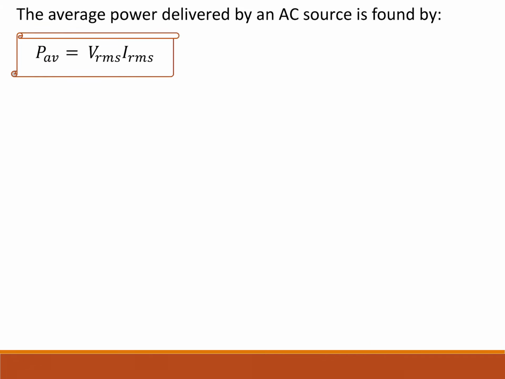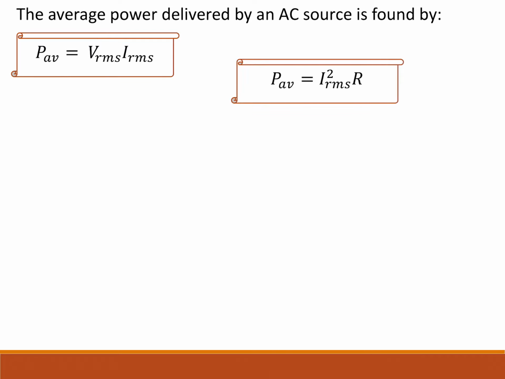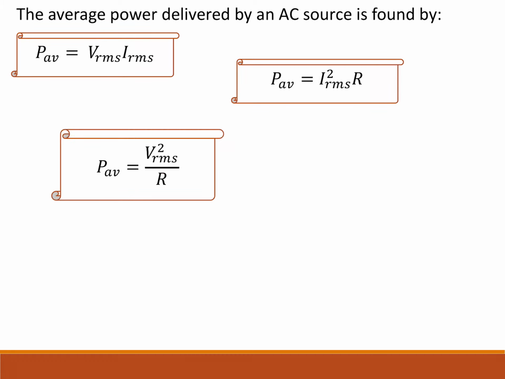So, average power delivered by an AC source is found by taking P average, which will then be equal to V RMS times I RMS. Okay? Also, you can take I squared RMS times R. You know this equation. We're just using specific values. Or you can take V squared RMS over R. Now these three are given to you.